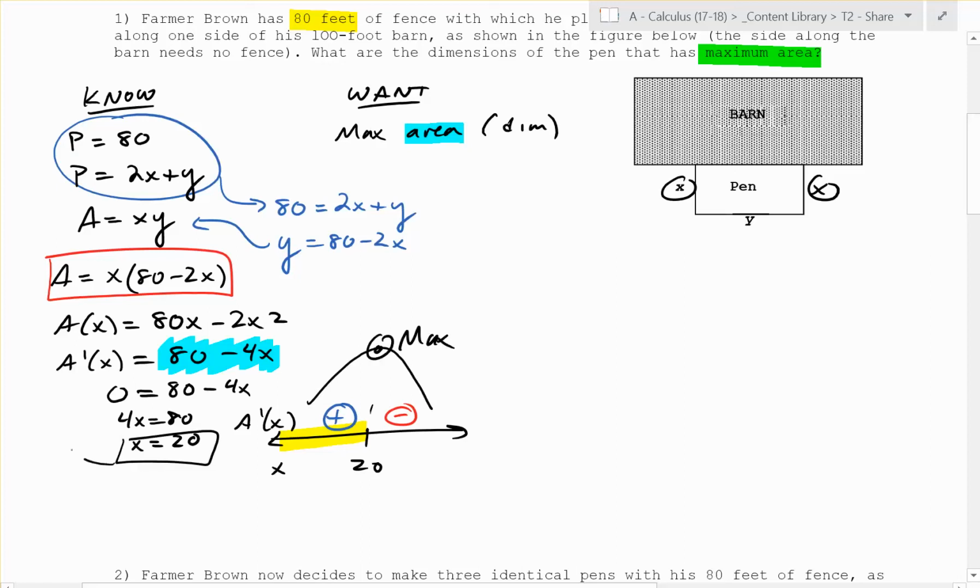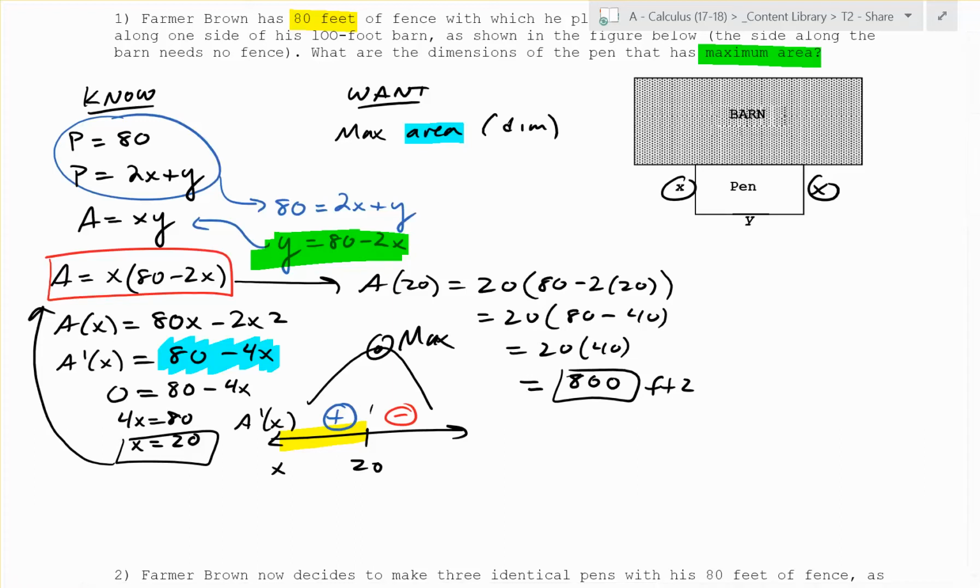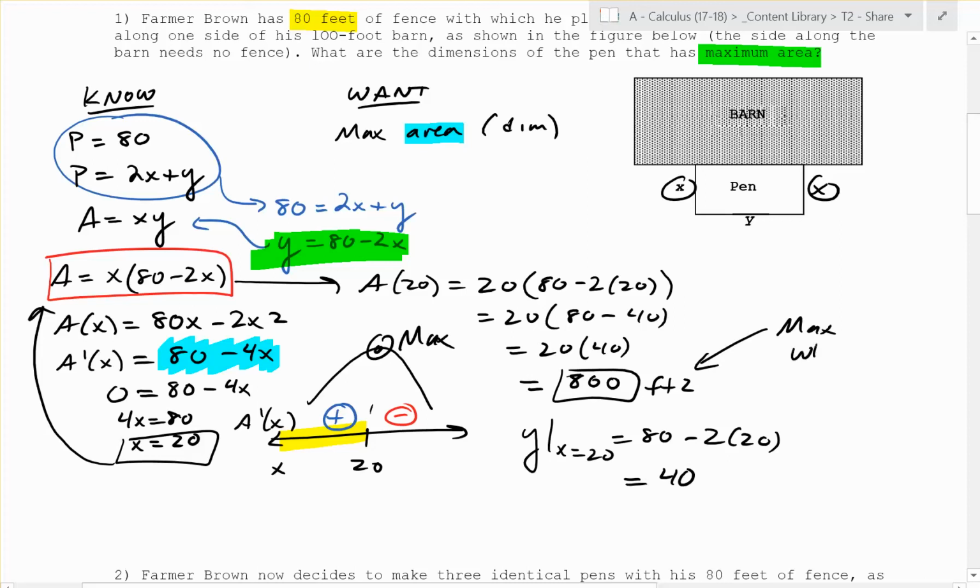So if we want to find what the max area is, we can plug it in there. So A of 20 is going to be 20 times 80 minus 2 times 20. So that's going to be 20 times 80 minus 40, which is 20 times 40, which is 800. That's nice. If we wanted to know what the dimensions are, though, so that's the max area. So what are the dimensions? Well, we know that y is equal to 80 minus 2 times x. So y when x is 20 will be 80 minus 2 times 20. So that's 40. So that's the max area, and it occurs when x is 20 and y is 40.